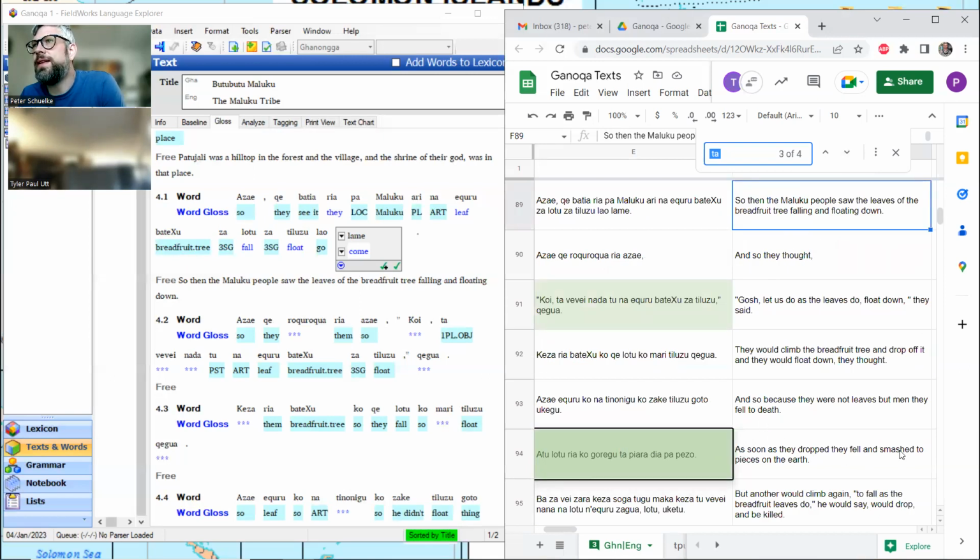As soon as they dropped, they fell and smashed to pieces on the earth. Now we have peso as earth already. If Piara was smashed, they were smashed. So instead of getting object agreement, the earth smashed them, they were smashed by the earth. I think ta as a passive is pretty strong based on this evidence here in line 94 for us. I think that is pretty strong evidence if Piara means smash. Smashed them by the earth.